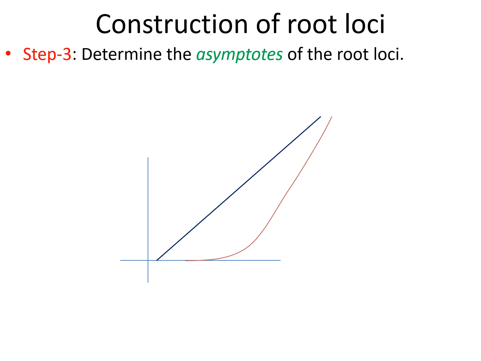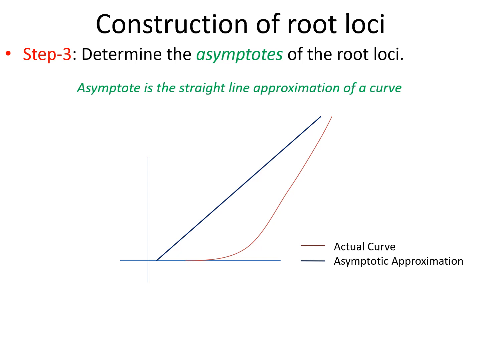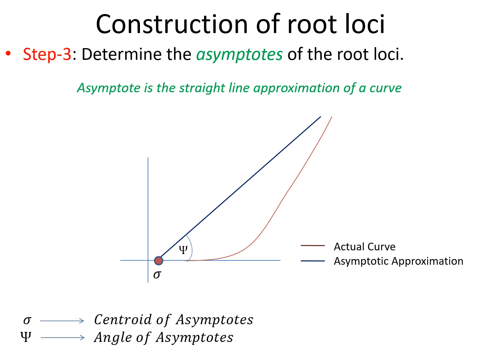Now the next rule is determining the asymptotes of the root locus. Asymptotes are nothing but the straight lines or reference lines which are drawn to sketch the root locus. Your root locus is said to travel parallel along with these asymptotes. Here we are supposed to determine two values for asymptotes: one is called the centroid value, another is called the angle of asymptote.